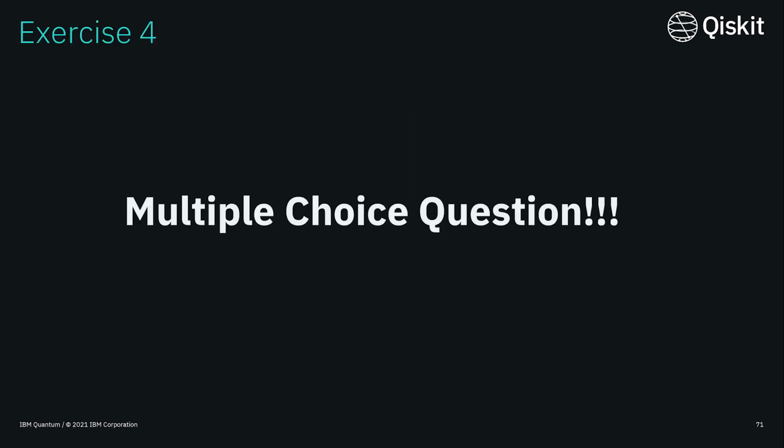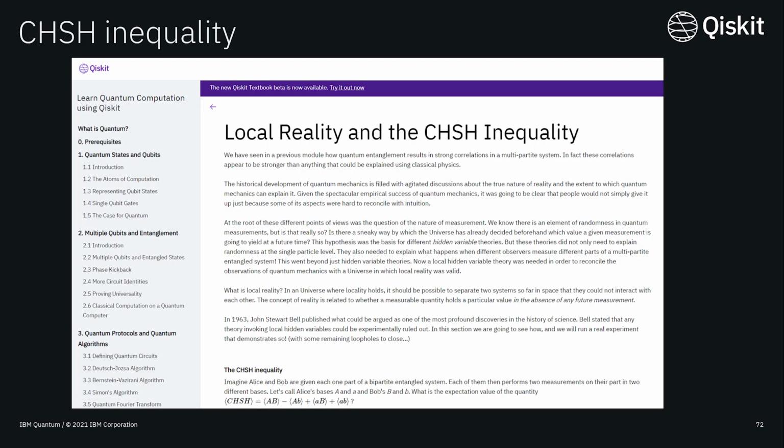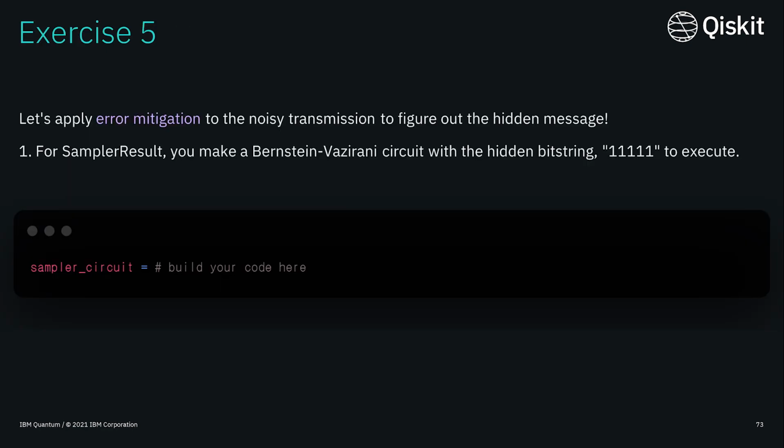Exercise 4 is a multiple choice question, so you can choose which statements are wrong and list them for the submission. Lastly, we are using the CHSH inequality. Since the amount of content itself is quite heavy, I cannot cover the whole thing here. However, I really recommend referring to our good resource, the Qiskit textbook, for more detail. We will go straight to our next exercise.